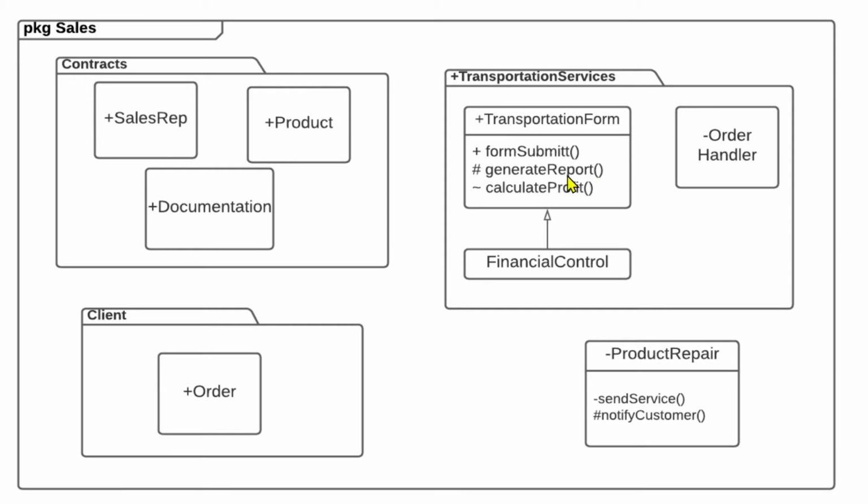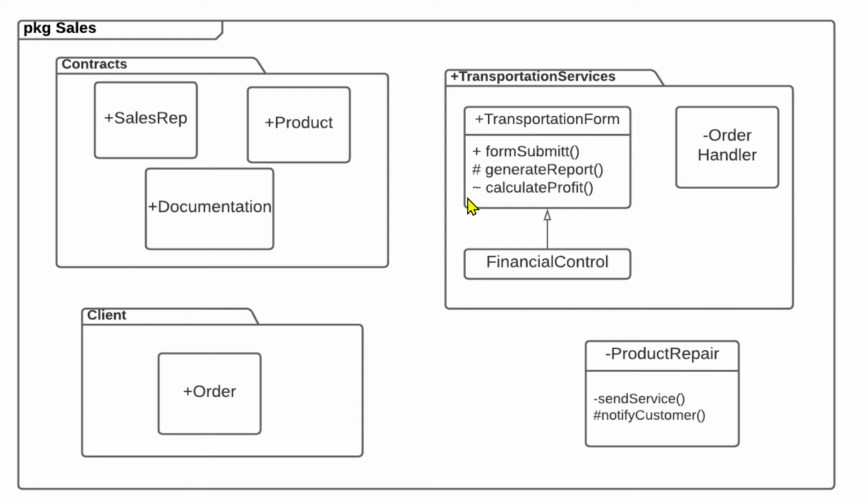We have an operation generate report which is protected. Protected elements are as private, but they are visible to elements that inherit the properties of their main element. So financial control is the specialization of the element transportation form. Therefore, generate report is visible to the element financial control, because financial control inherits the properties of the class transportation form.